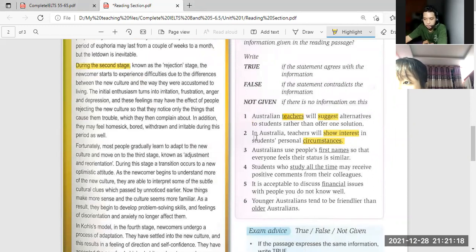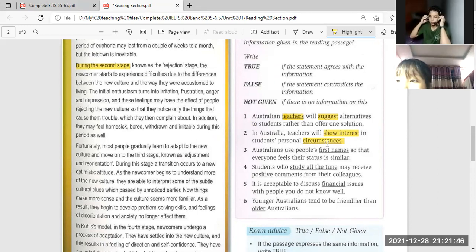Teachers will show interest in students' personal circumstances. True, false, or not given? It's not given. Okay, is there information about show interest? No. So it means not given. Yes, because you cannot find the information about show interest in the paragraph.